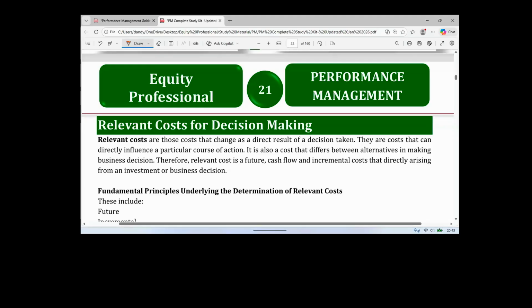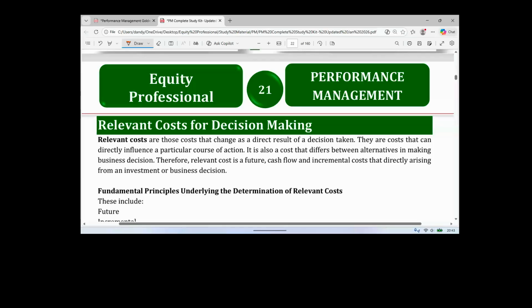So let today's class begin. Yes, let's talk about introduction to relevant costing. Now, one thing you need to understand is that this topic is one of the most frequently tested topics in the ICAN exam.